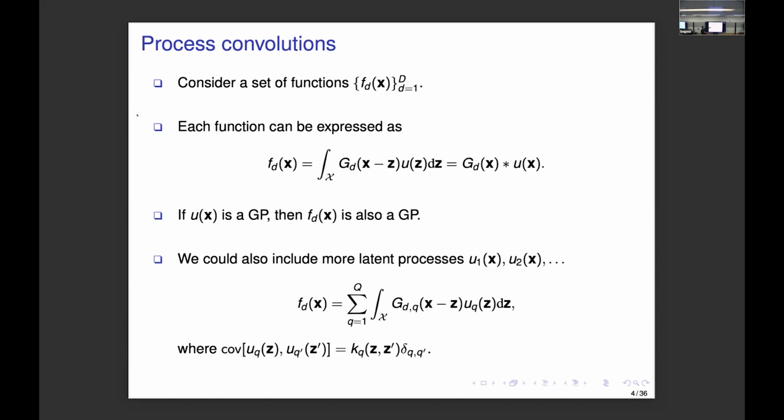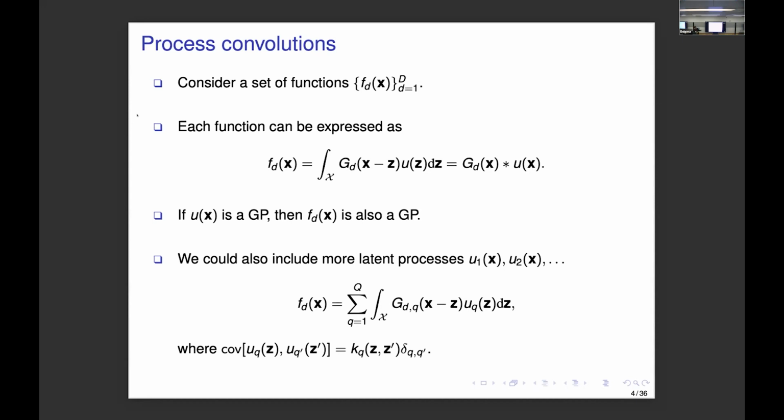So the small d here is indexing the processes. Remember, you have capital D of them. And then you're doing these convolution operations between these Green's functions, G_d, or smoothing kernels in general, and the latent process. With this convolution, the process f_d is also going to be a GP, and then you can work out covariances for those f_d processes, or cross covariances between, say, process d and d prime.